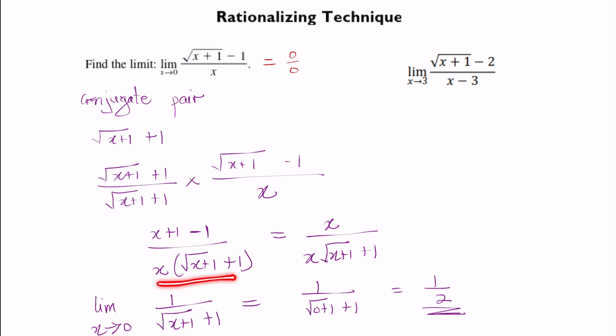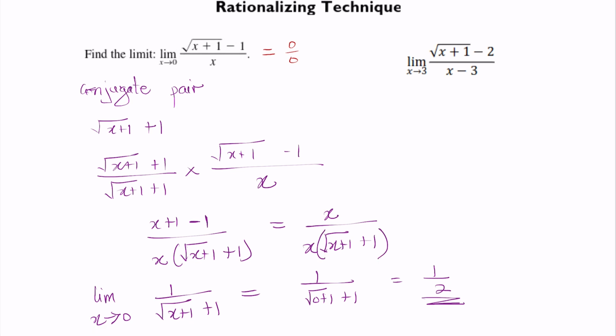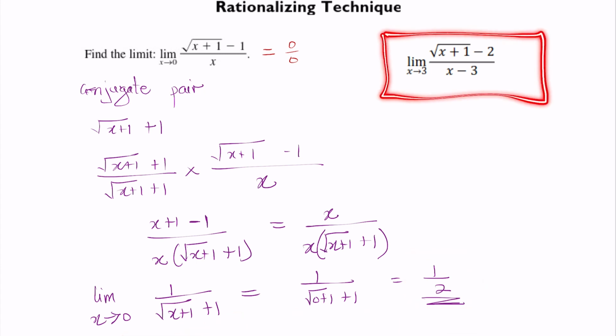Then this part comes in. So clearly, x cancels x, and we are left with 1 divided by the square root of x plus 1, plus 1. Now don't forget, this x here is multiplying everything here. So now, this is what we have. We do the direct substitution, and we have this, which gives us 1 over 2. So let's look at the next question.